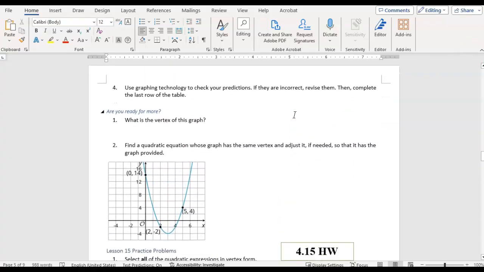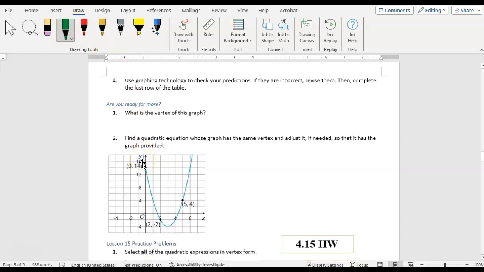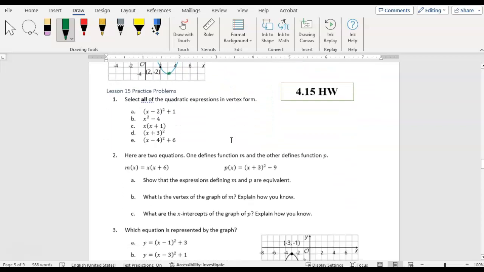You did not have to do the Are You Ready for More, but I would encourage you to at least read over it and look at it and think about it, because I think it can be helpful to understanding it. Like, you can answer the question, what is the vertex of the graph? You can see that that is (3, -4). And so now you can write that equation: y equals a times (x minus 3) squared minus 4. Don't forget that squared there. That's important. And then you can use (0, 14) to solve for a. So I would encourage you to try it because I think it's really good practice for you.